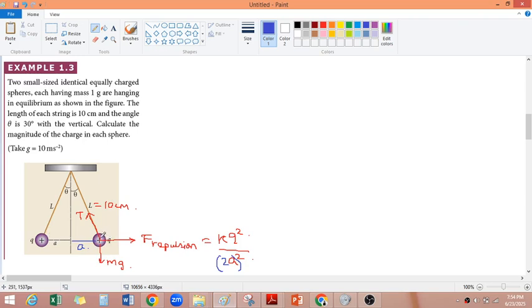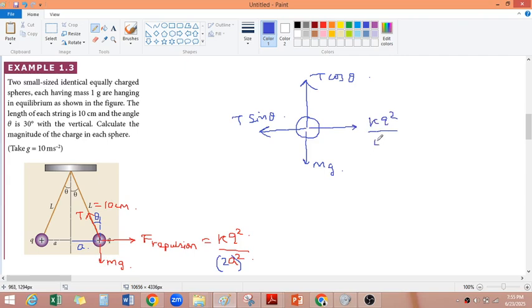If you say it is in equilibrium, what does that mean? The forces here will also be equal. So that means I can redraw this diagram such that this will become T cos theta, and this will become T sin theta this side, because if this is theta, this is also theta. So this is T cos theta, this is T sin theta. mg will be acting downwards. F repulsion will be kq square by 2a the whole square, so 4a square.